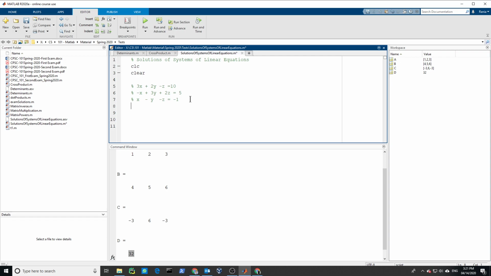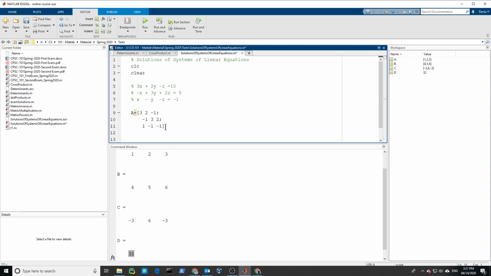So we could create a matrix A of the coefficients, which will equal 3, 2, and minus 1 for the first equation. And for the second one, it will be minus 1, 3, and 2. And for the third one, it will be 1, minus 1, and minus 1. So these are the matrix of the coefficients.